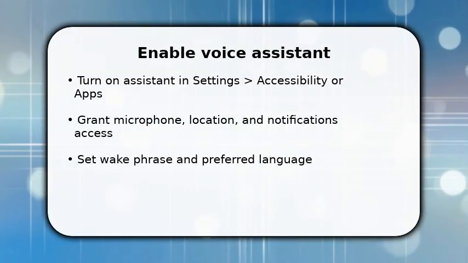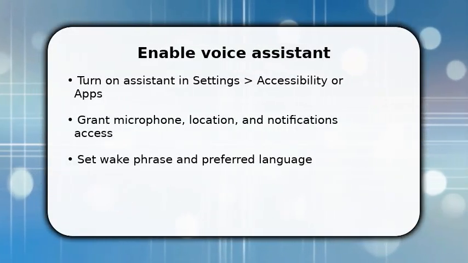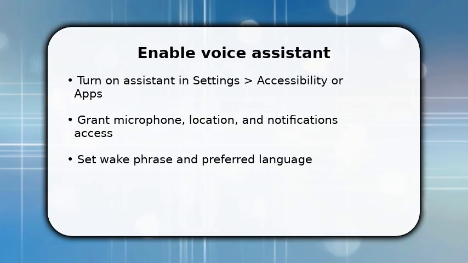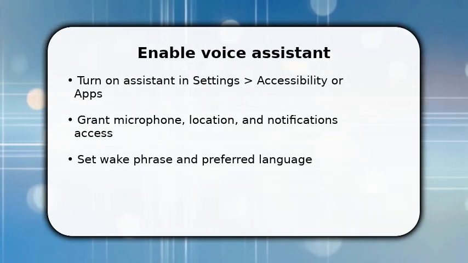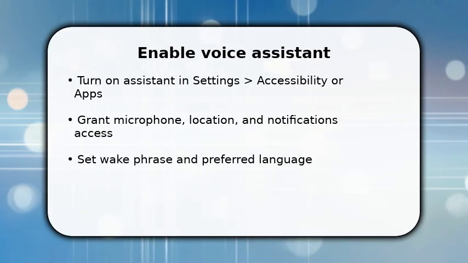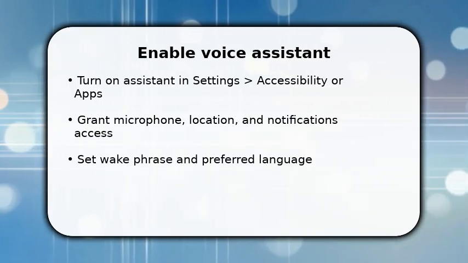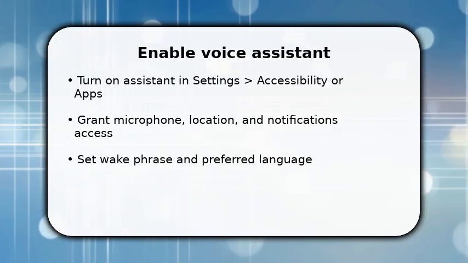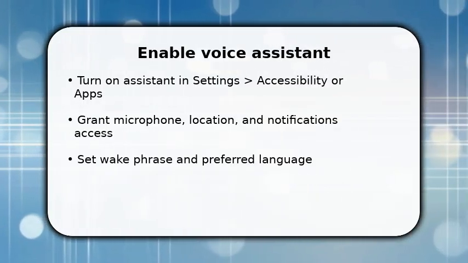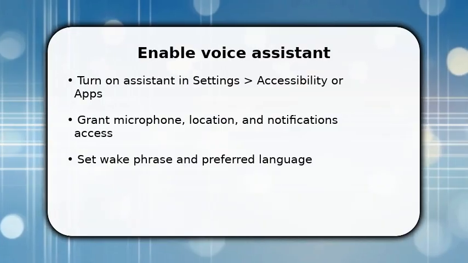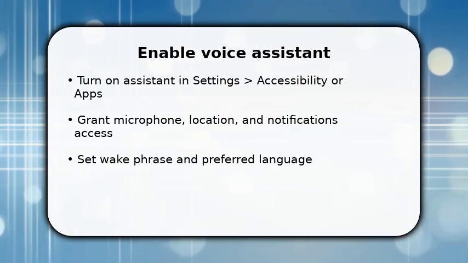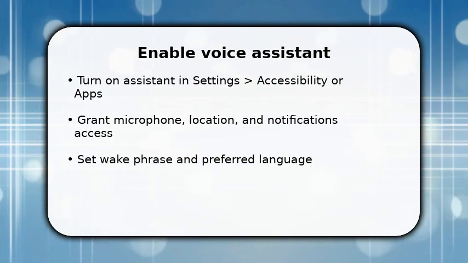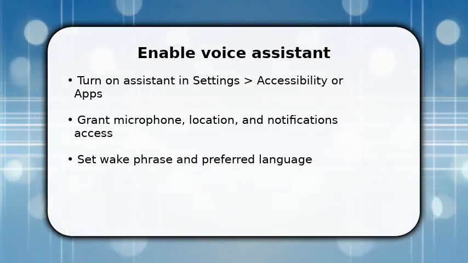You start by enabling the voice assistant. Now, open settings, and go straight to accessibility or apps where assistant controls live. Tap to enable the assistant and grant microphone access plus location if needed, because the assistant uses those sensors to understand context. Once done, set your wake phrase and language so the system recognizes you reliably. This first step gives the phone permission and a trigger. Without it, you cannot proceed to full hands-free control.